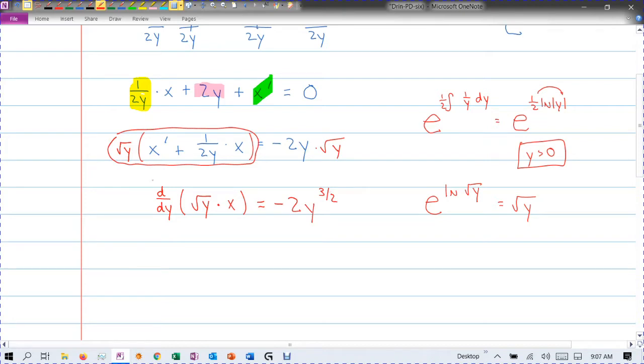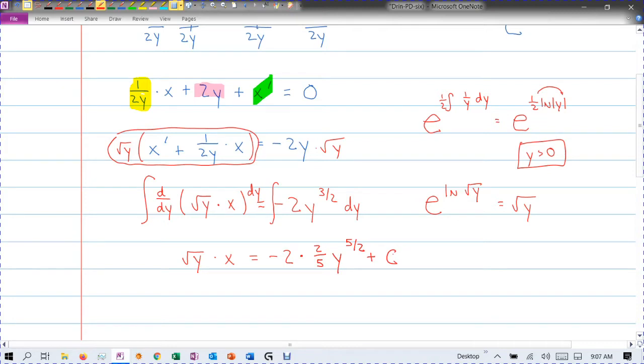Now we integrate with respect to y to get rid of this dy. So the left side becomes root y times x equals negative 2 times the antiderivative of y to the 3/2. That's just the power rule. So we're going to get 2/5 y to the 5/2 plus c.